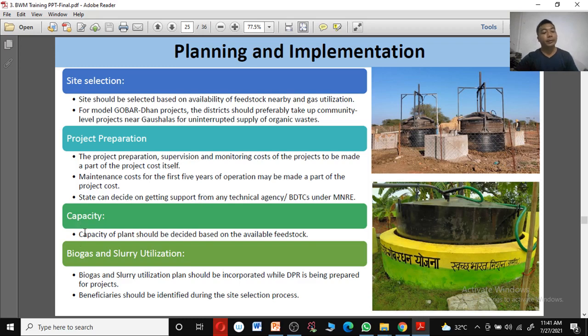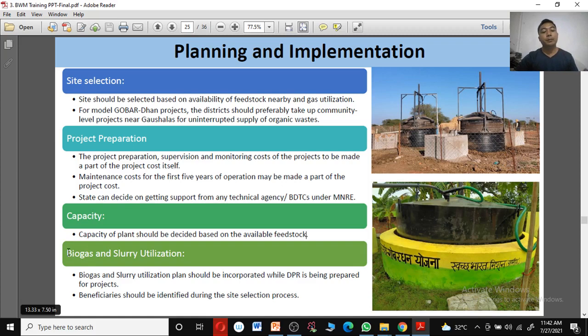Number 3, capacity. Capacity of plants should be decided based on the availability of feedstock. That's why this capacity has to be related to the site selection, because you cannot select a Gobardhan project in a very small village, because in a small village this biowaste cannot be generated in sufficient quantity to undergo the management process. So it has to be selected in a block-level town or some big village where a lot of kitchen waste, animal waste or cattle waste is generated. So capacity is also one of the important components while planning and implementing the project.